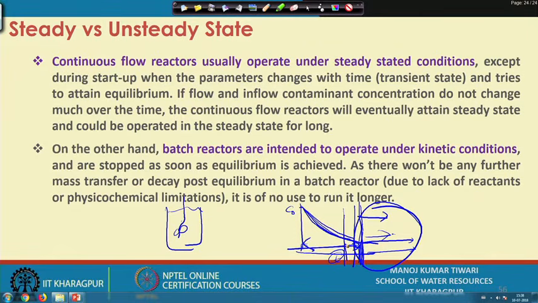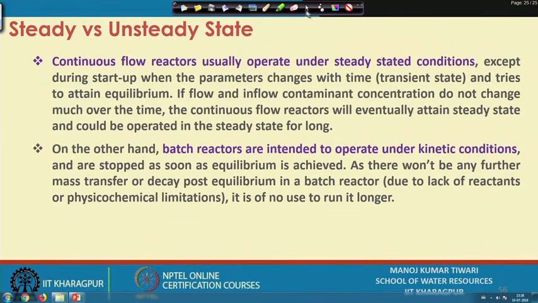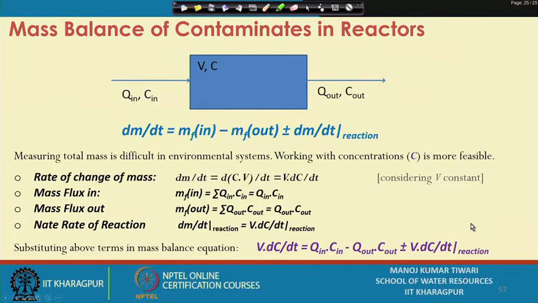So, in order to optimize this, because beyond this point there will not be any further decomposition or decay, either due to lack of reactants or due to physicochemical limitations, it is of no use to run this system any longer. We want to run the batch systems within the stipulated time when these changes with respect to time are taking place. The kinetics is that way. So, these are the primary specific cases.